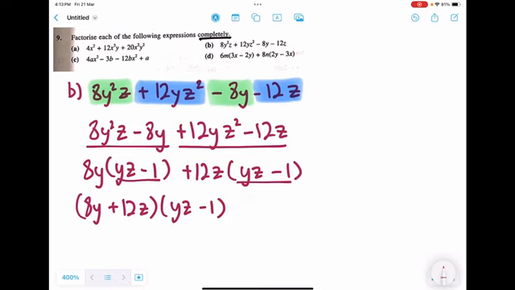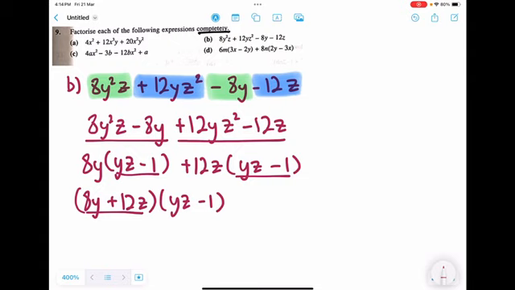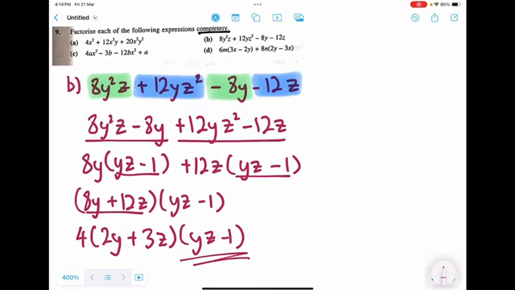And now before I say that this is my answer, I want to redirect your attention to the question. What does it say? It says to factorize each of the following expressions completely. And looking at this over here, I can see that, hey, I have 8 and 12, and I know that they have a common factor of 4. So what I want to do is to factorize out my 4, and that will leave me with 4 times 2y plus 3z, yz minus 1. And this is my answer for B.